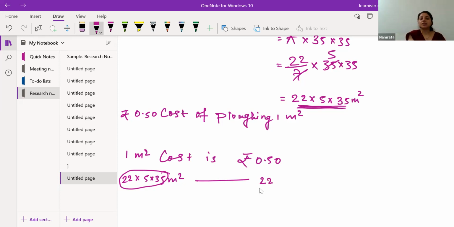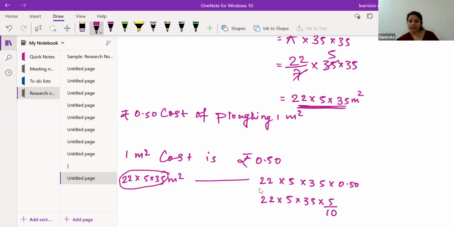So let's do the multiplication: 22 into 5 into 35 into 0.50. What does 0.50 mean? We can write it in terms of a fraction, as 5/10, right? Let's see whether we can do the cancellation or not.